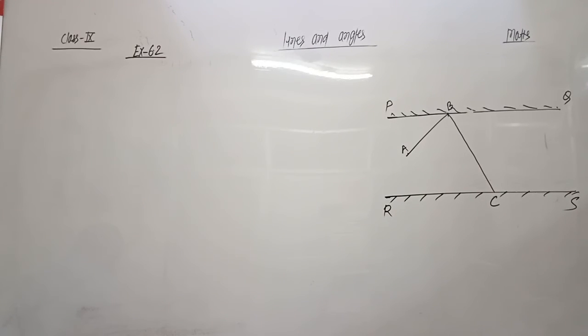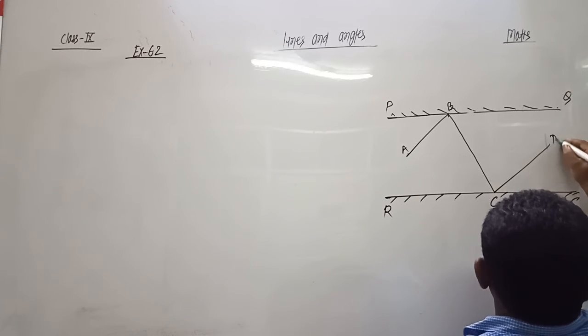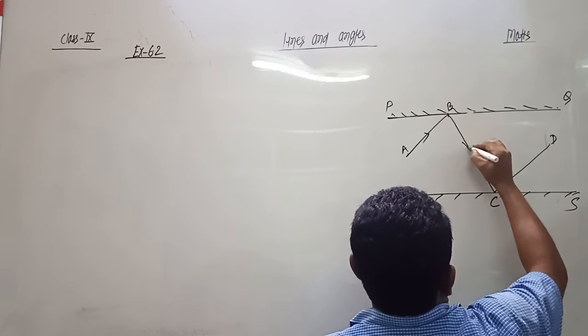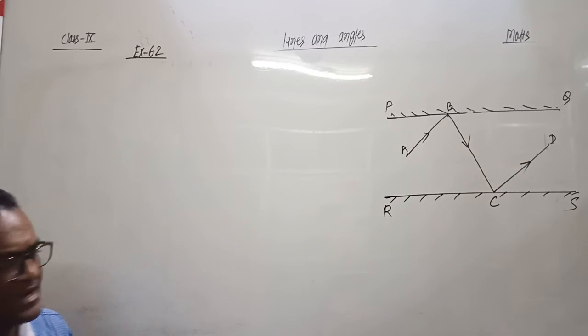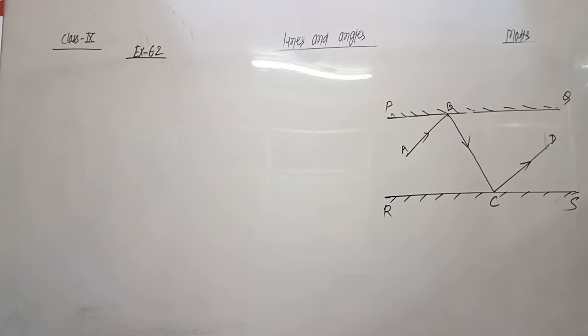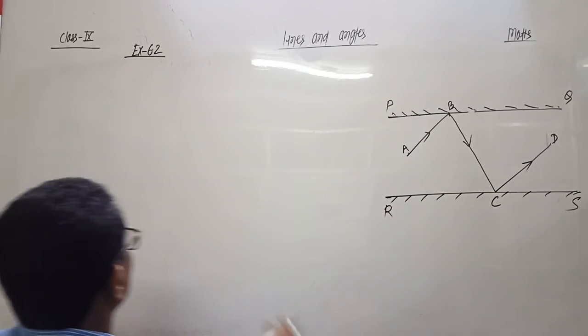It strikes the mirror RS at C and again reflects back along CD. So this is the incident ray, this is the reflected ray, and again it moves along the direction of CD. We have to prove that line AB is parallel to CD.